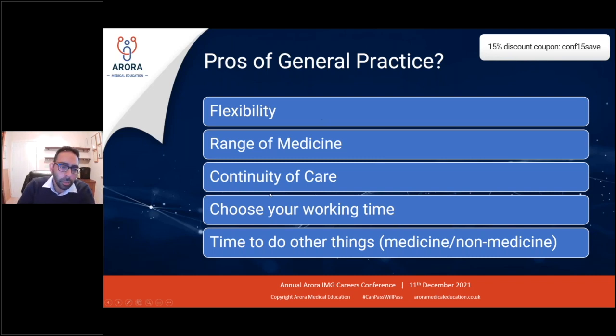Range of medicine. Anoop was saying in the emergency medicine talk that emergency medicine is the only specialty where you see a wide range of medicine. Not quite true. General practice is probably right up there as well, and you're going to see literally everything you can think of that you've learned ever in medical school or done in any PLAB exam or MSRA exam. You will see it at some point as a GP. The rare, the common, the chronic, the acute, the pediatrics, the elderly care, you'll see the whole lot.